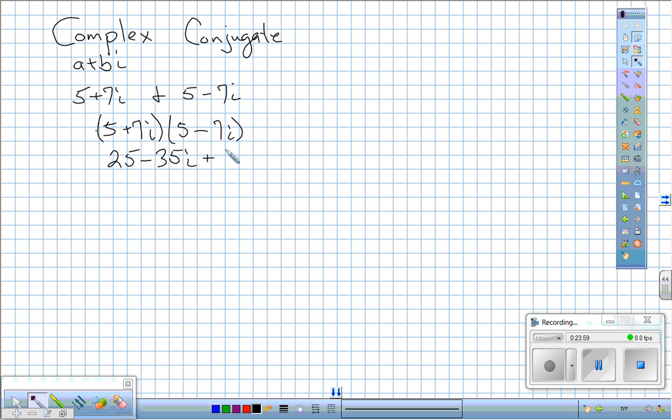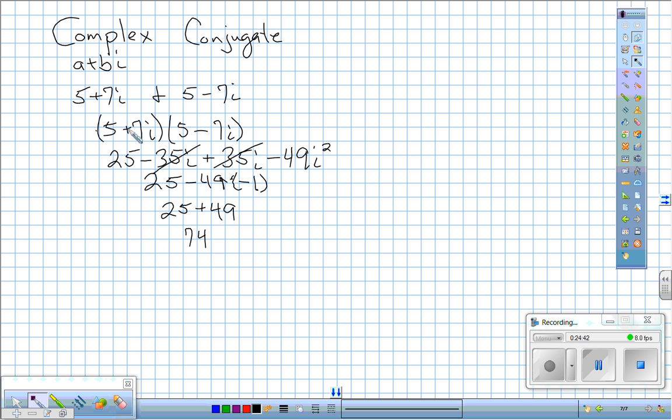Positive 7 times 5 is positive 35i. And then I have negative 7 times positive 7, which will give me negative 49i squared. These actually add up to 0, so I will cross them off. My i squared becomes negative 1, so I have 25 minus 49 times negative 1. So then I have negative 49 times negative 1, so I will have 25 plus 49, and I will add those up and get 74.